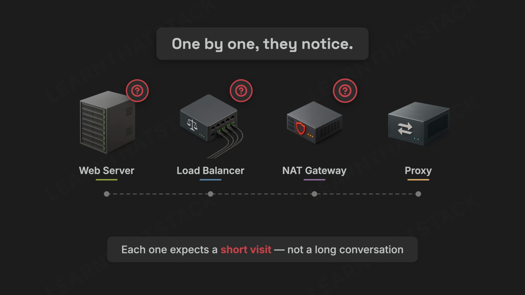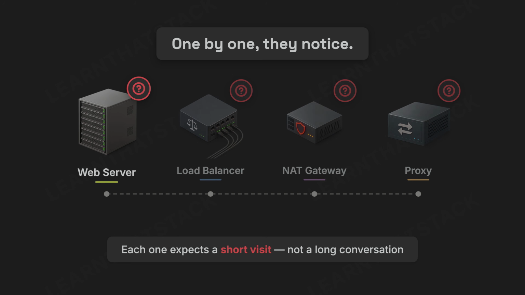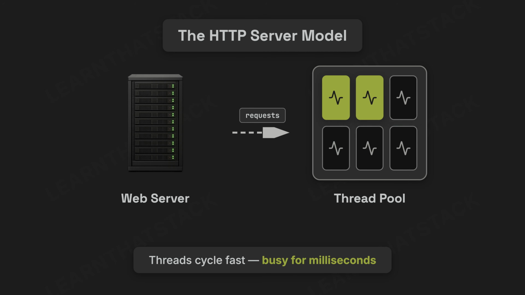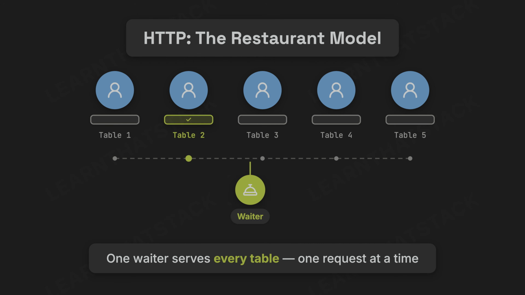A traditional HTTP server has a pool of worker threads. A request comes in, a thread handles it, sends the response, and the thread returns to the pool. Each thread is busy for milliseconds at a time. That's the reason HTTP servers handle huge traffic with small thread pools. The workers cycle fast. Picture it as a restaurant. Waiters take an order, bring the food, move on. Each waiter serves 20 tables a shift. It works because each interaction is short.